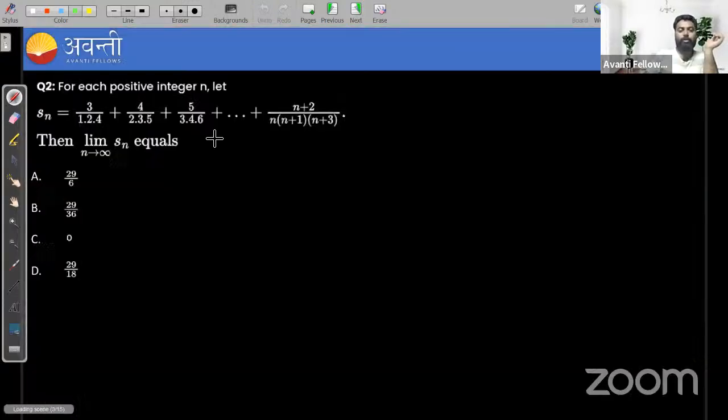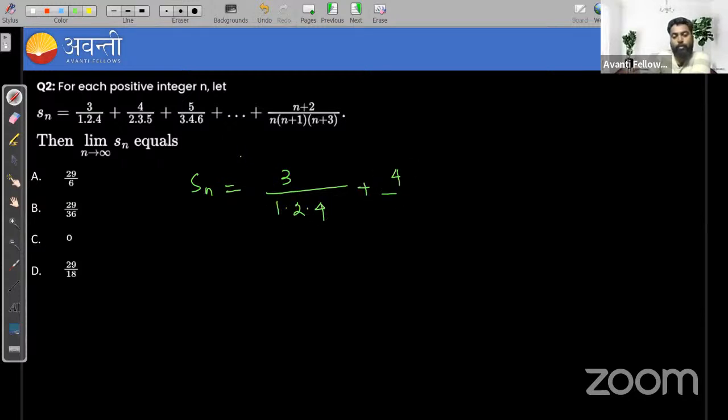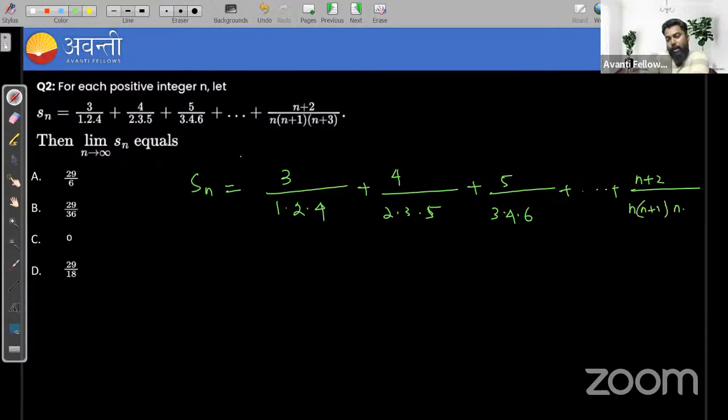So let's move to the second question. So here it is given, Sn is equal to 3 upon 1 into 2 into 4 plus 4 upon 2 into 3 into 5 plus 5 upon 3 into 4 into 6 and so on up to n plus 2 divided by n into n plus 1 into n plus 3.